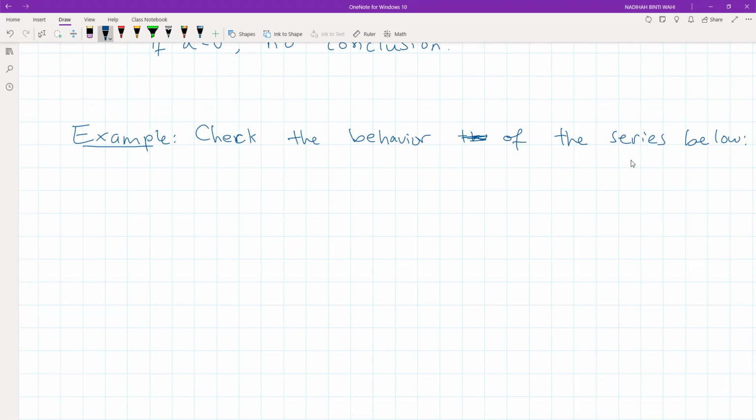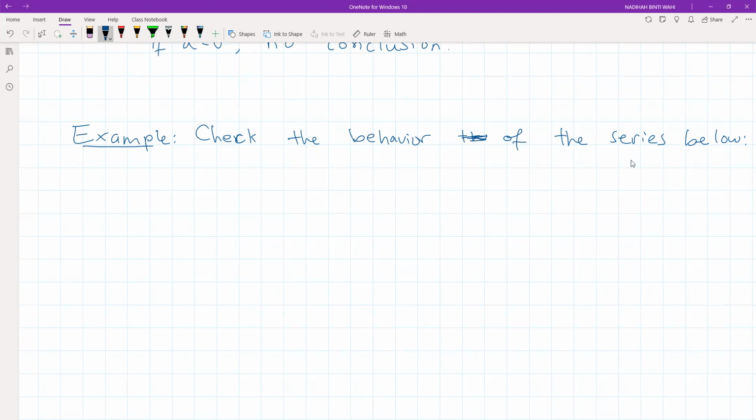Okay, bila dia kata check the behavior, maksudnya kita nak check ada beberapa kemungkinan. Okay, kalau dalam sequence, if you want to say about the behavior, you can say is it increasing or decreasing. So you want to check the monotonicity of the sequence. And you can also say, is it a diverging sequence or converging sequence? So you have extra thing for sequence.